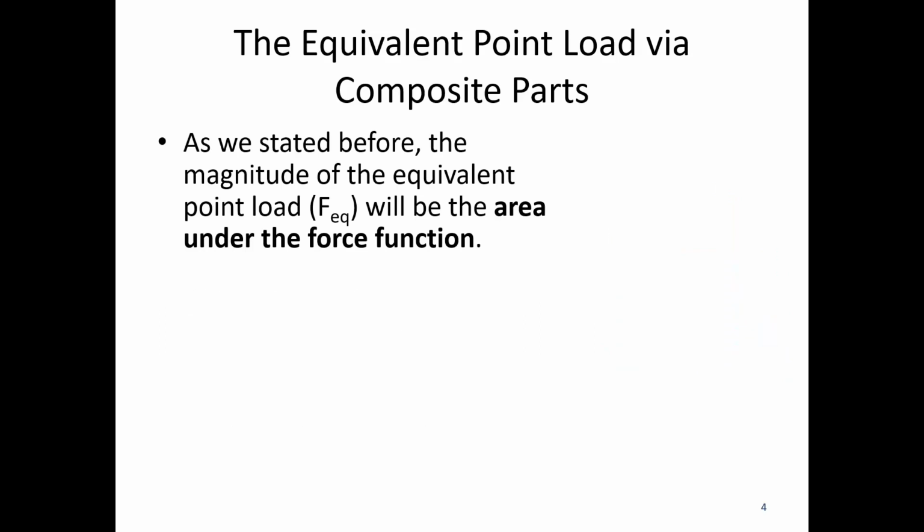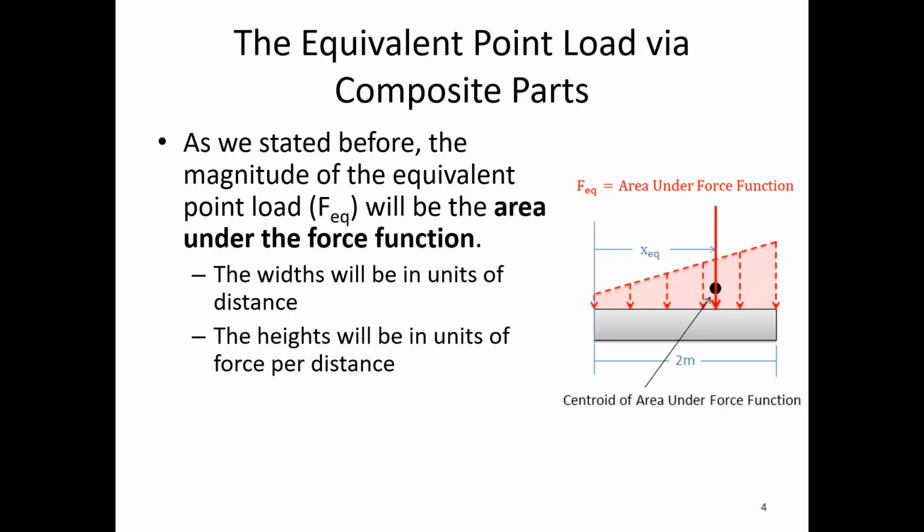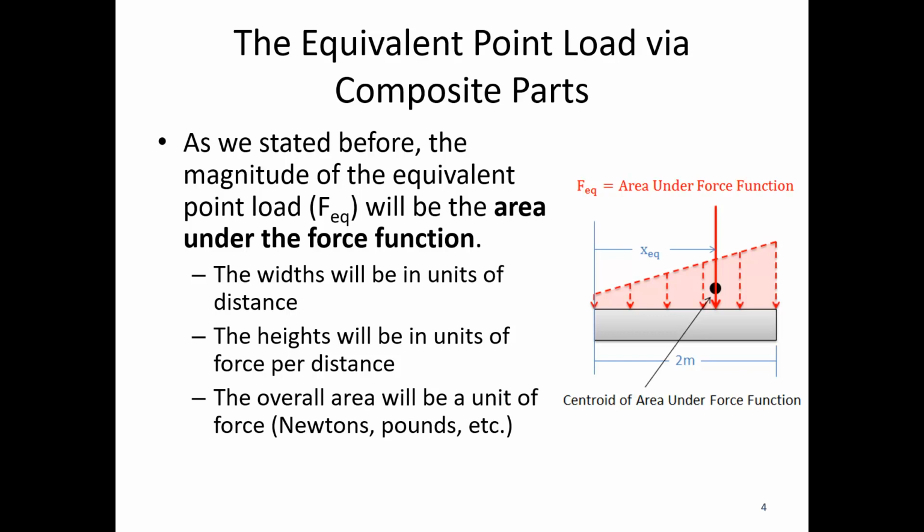As we stated before in the integration page, the magnitude of the equivalent point load, FEQ, is going to be equal to the area under the force function. We can find that area by doing an integral, but we can also sometimes say the area under the force curve here is just a trapezoid. If I know the area of our trapezoid, that is the magnitude of the distributed force. The width of our trapezoid is in units of meters in this case, some unit of distance. The height of our force function is newtons per meter, some force per distance. If you multiply a distance by a force per distance, the overall area is going to be a unit of force, so newtons, pounds, etc.